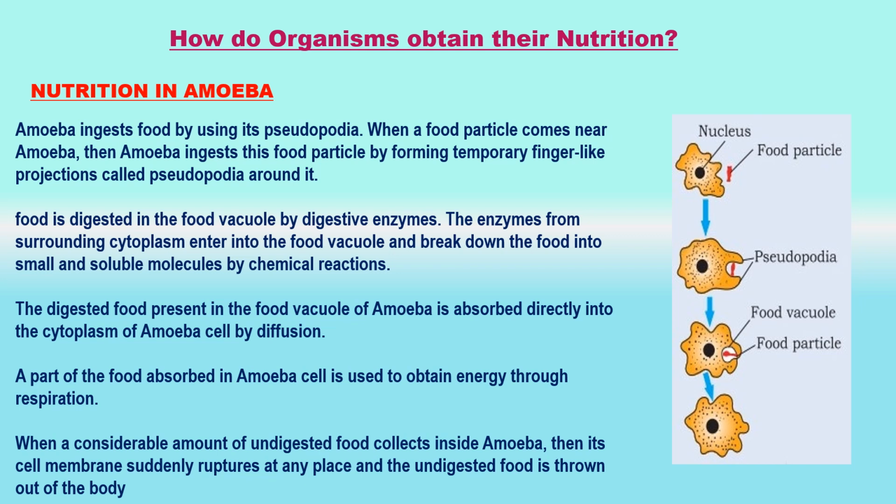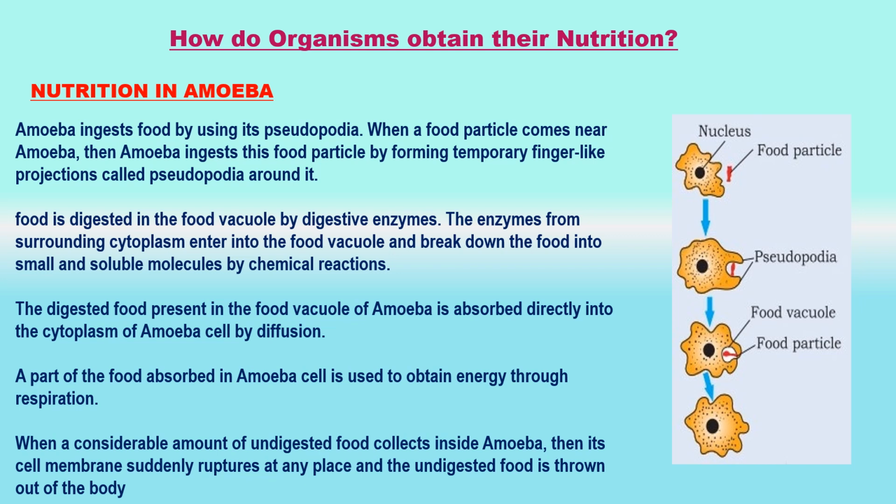Amoeba is a unicellular animal. Amoeba eats tiny plants and animals as food which float in water in which it lives. The mode of nutrition in amoeba is holozoic. The process of obtaining food by amoeba is called phagocytosis. Amoeba has no mouth or a fixed place for the ingestion of food. Amoeba ingests food by using its pseudopodia.